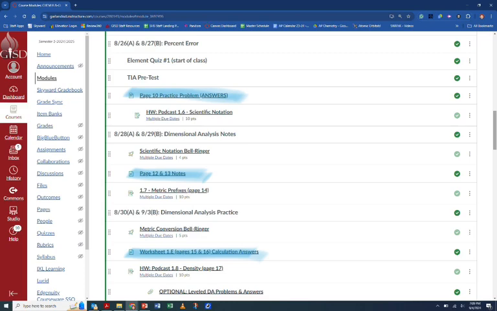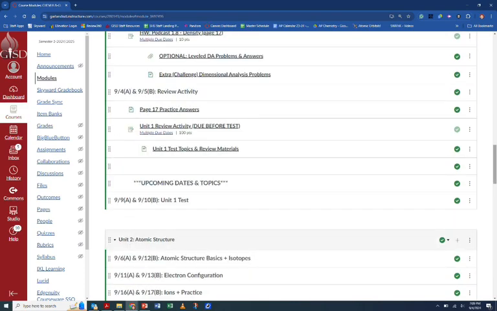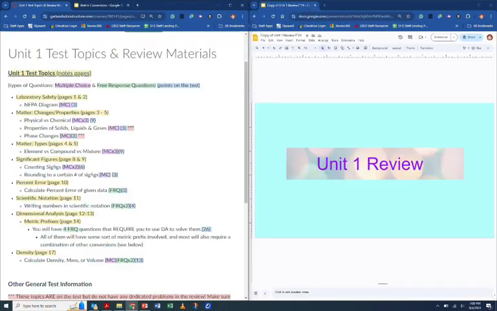If you're not getting the right answers, then you can ask the sub to see my packet, to see the setup, the work, in order to get you there. So you can start with your packet, or you can start with this review activity. I'm actually going to pull up the review activity here on one side and the Unit 1 test topics and review materials, just some information about the test, because I think they'll help reinforce each other.